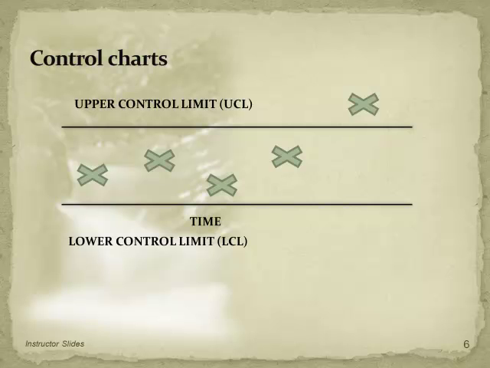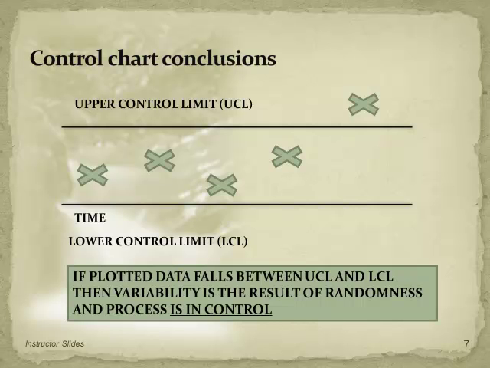So once we have calculated our control limits and plotted our data against them, we can draw a conclusion based upon the plotted data. If the plotted data points fall between the upper and the lower control limit, then we conclude that the variability that exists is the result of randomness, and therefore the process is in control. So for the first 4 days, the data fell between the two control limits, and the process was in control for those 4 days.